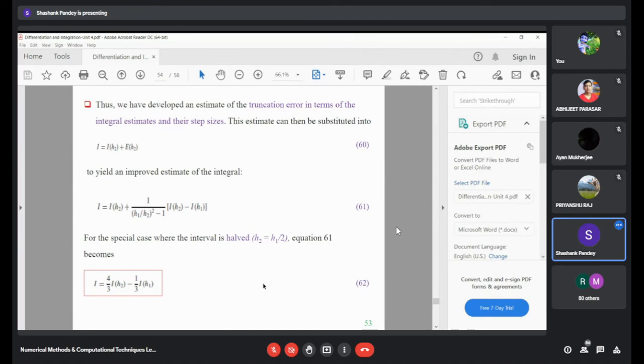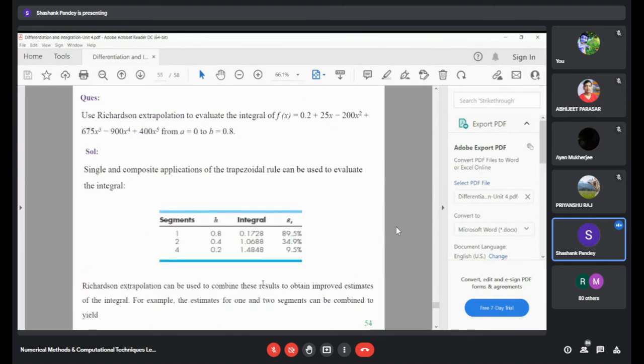So based on this, let us solve a problem. Use Richardson extrapolation to evaluate the integral of this function from 0 to 0.8. You can see that by using a single application of the composite trapezoidal rule, the error involved is 89.5%. However, if we use the composite trapezoidal rule taking segments of 2 and 4, the error involved is 34.9% and 9.5%.